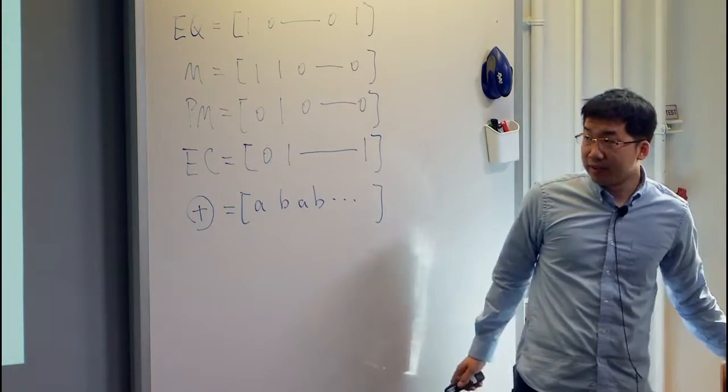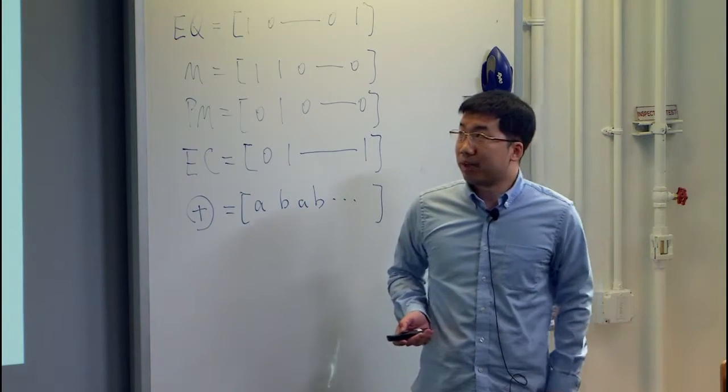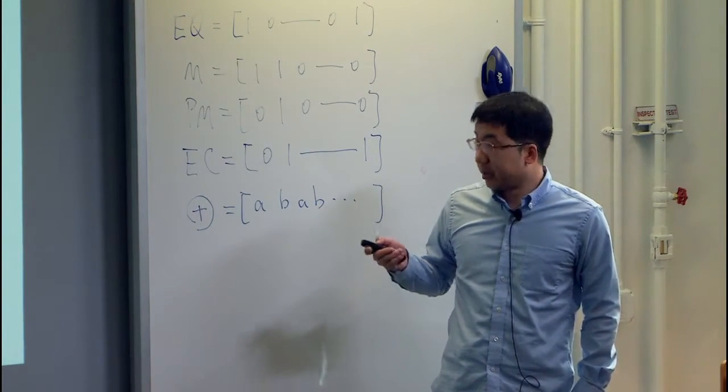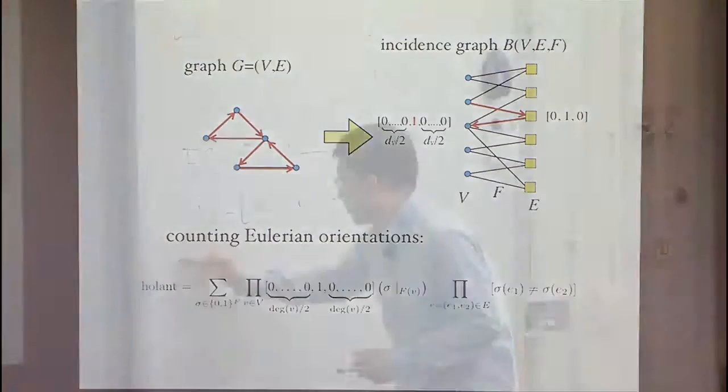And the last one is counting Eulerian orientations. So in the incidence graph, with this disequality signature, it enforces that your configuration must be an orientation of edges. And on this side, this signature, I call it the Eulerian signature. It accepts the input with an equal number of 0s and 1s. This is Eulerian.